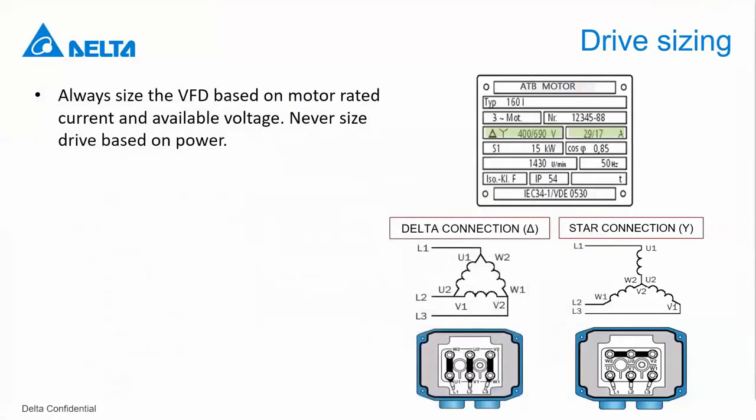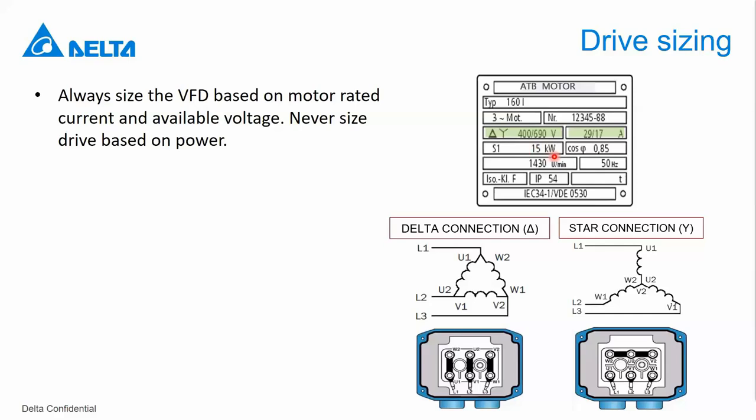I mentioned earlier that I will explain why it's important to size the drive based on rated current and not based on power. In this example, you can see that the rated speed of this motor is 1430 and it's rated at 50 hertz. So this means that this is a 4-pole motor. In this case, if there is no particular overload requirement, then it's more or less okay to size also a 15 kilowatt drive. This is one example in which it's okay to size a drive based on power.